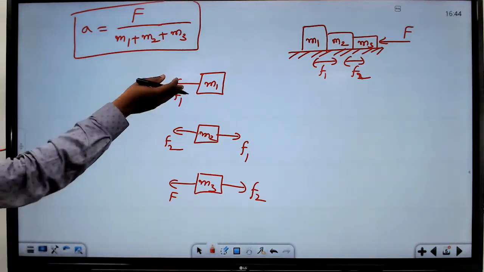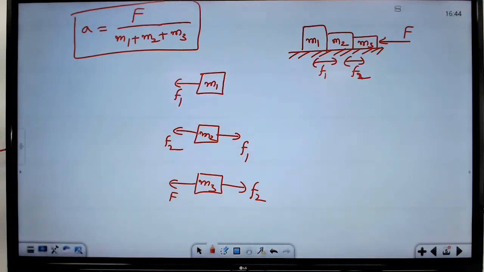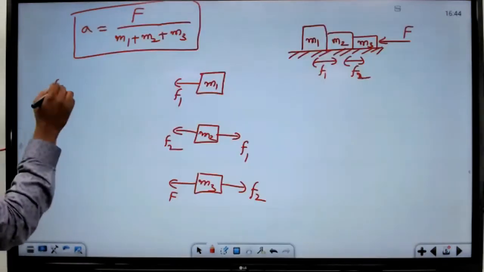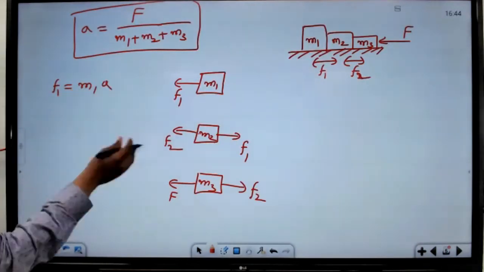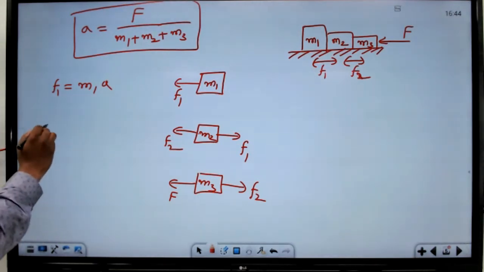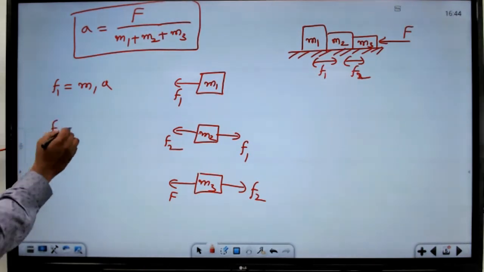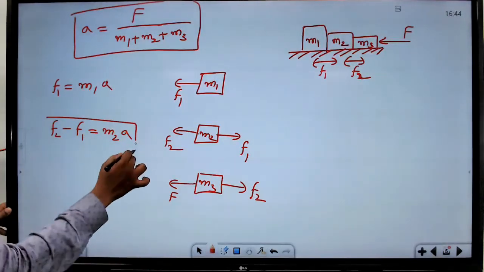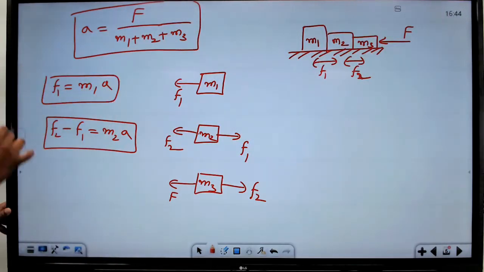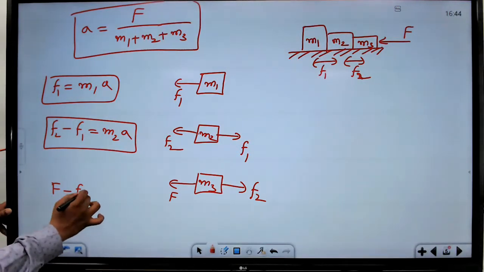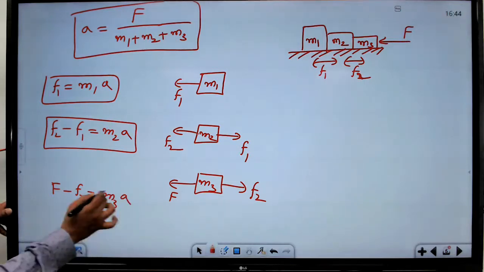Now, what is the Newton's second law equation for this one? Apply Newton's second law for mass M1. Then F1 equal to M1A. Apply Newton's second law for this one. So F2 minus F1 equal to M2A. Next, for this one, capital F minus F2 equal to M3A.